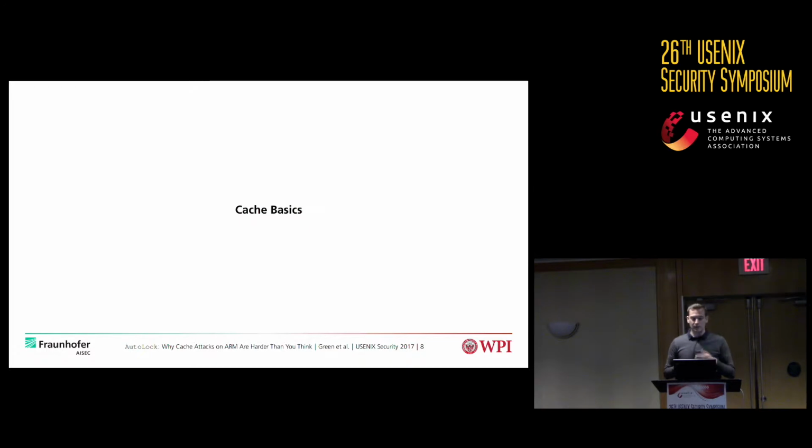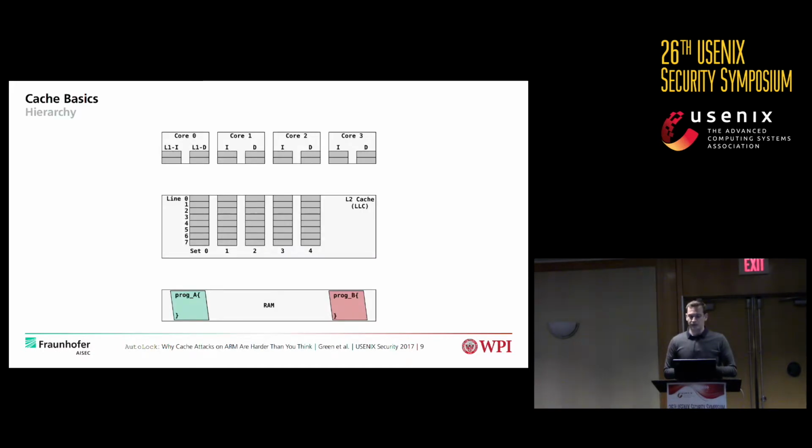So let's look into a bit of cache basics that we need to understand what AutoLock is doing. Let's consider this kind of system, which is very common on ARM processors. We have a multi-core system with two levels of cache. Cores have core-private caches separated into instruction and data side, as well as a unified shared last-level cache. All of them are set associative, so there are a number of sets and a number of lines in those sets. Of course, there's also some external memory and a couple of programs that are running concurrently on them.